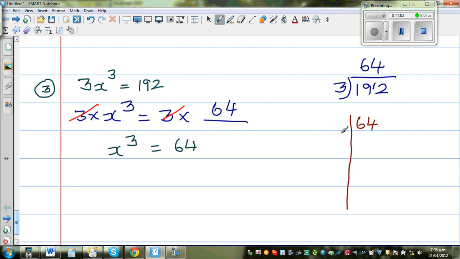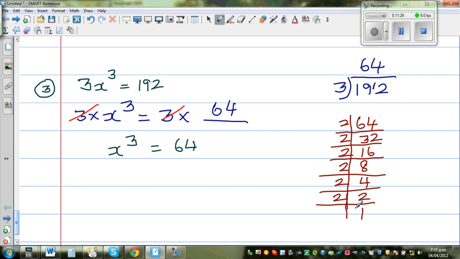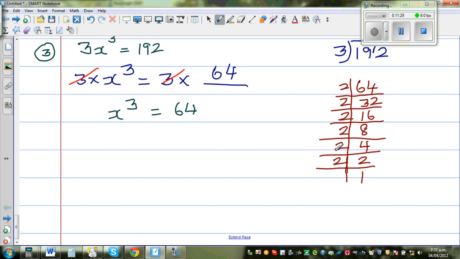So 64 you can divide by 2. 2 goes in 64, sorry, 32 times. 2 goes in 32 16 times. 2 goes in 16 8 times. 2 goes in 8 4 times. 2 goes in 4 2 times. So you have to go till 1. Okay, this is a bit of a tricky situation. So I hope you can see 64 is 2 times 2 times 2 times 2 times 2 times 2.